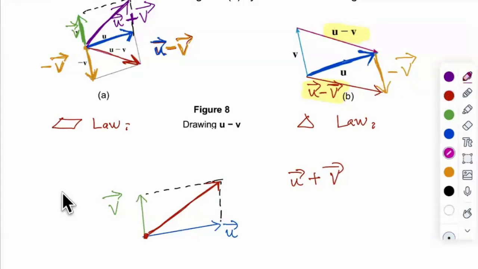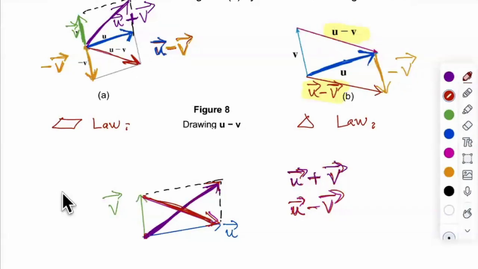I need to think about what color I should use. It's actually going this way. It's the other diagonal one here. This is u minus v. Oh, maybe I can use this color here. U plus v is purple. It's this one. U minus v here is the red one right here.